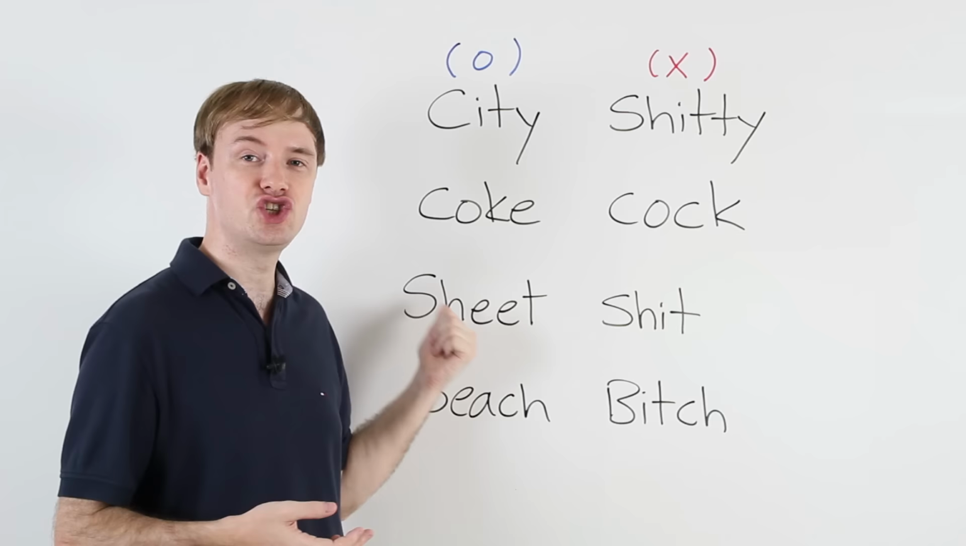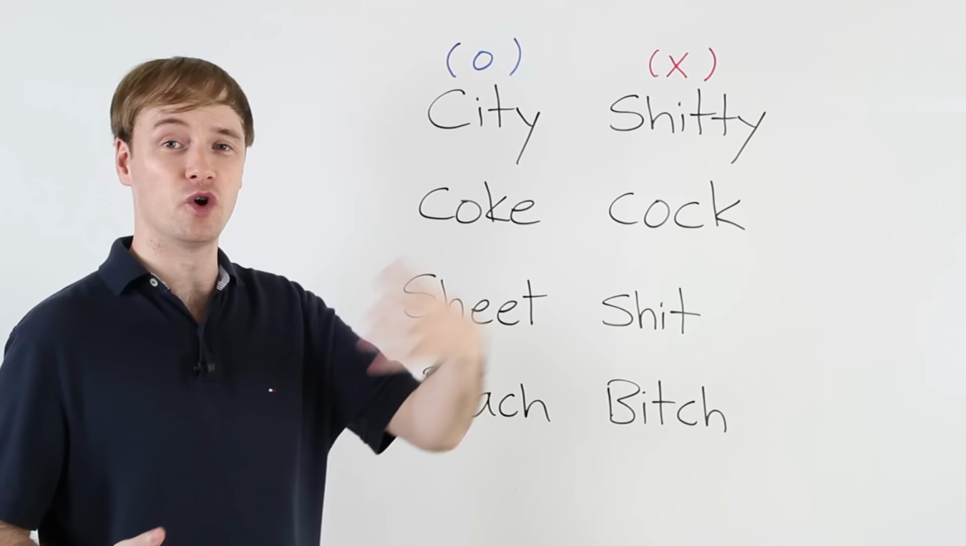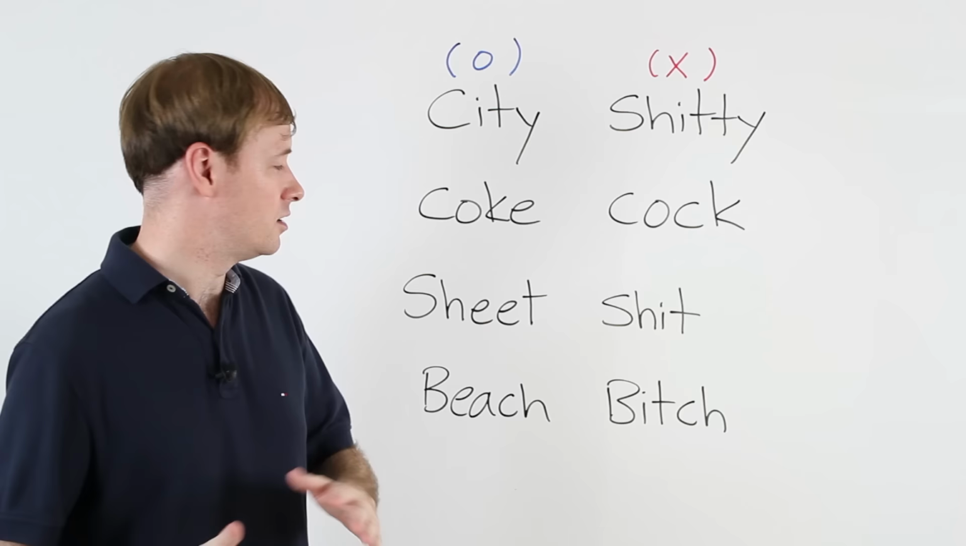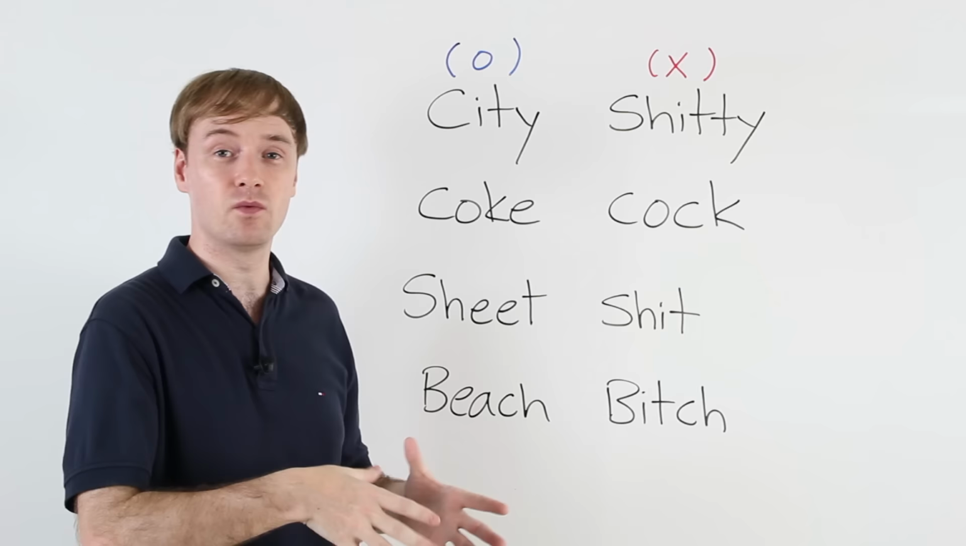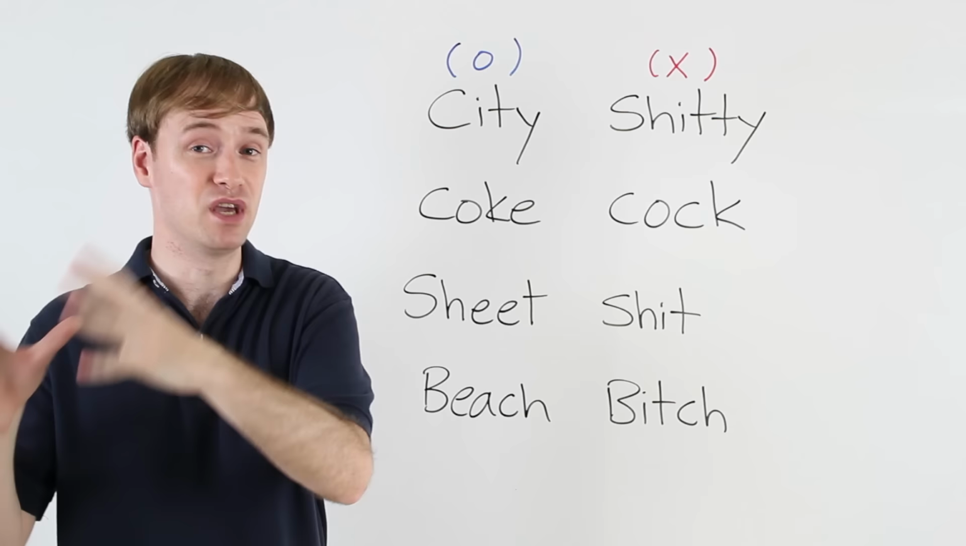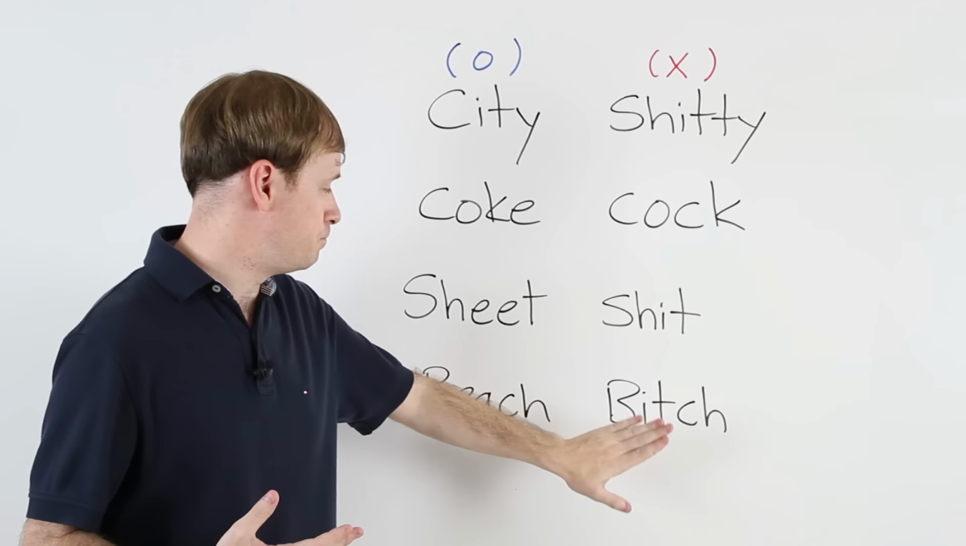Sheet. The next word is beach. Okay, you want to go to the beach to enjoy your vacation. A lot of my students, it sounds like bitch. Of course, bitch is a bad word to describe a kind of bad woman. She's a bitch. Okay, so you got to be very careful. Beach, not bitch.